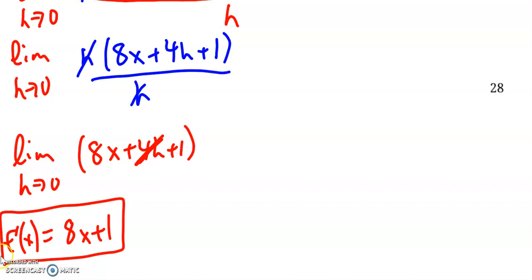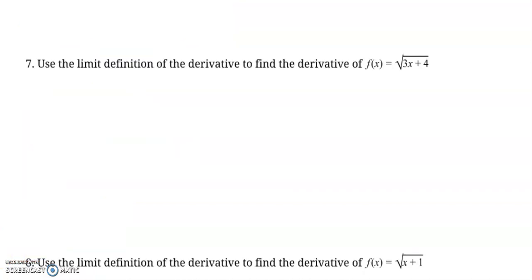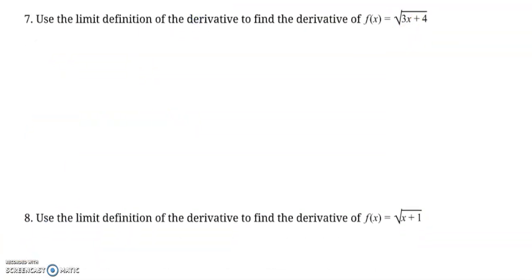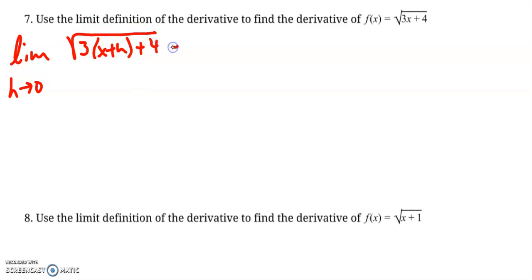Okay, so now we're going to move on here to 7. Okay, so with 7, you can see that our function has changed. It's now a square root. Doesn't change what we do. We're still going to use the differential quotient and find the limit as it approaches 0. So in this case, we'll have underneath the square root 3 times the quantity x plus h plus 4. Now I have to subtract the original function all over h.